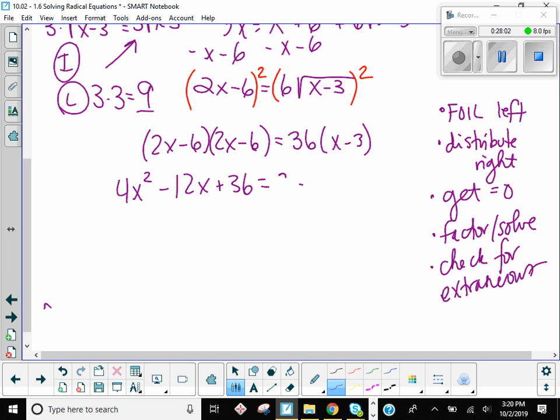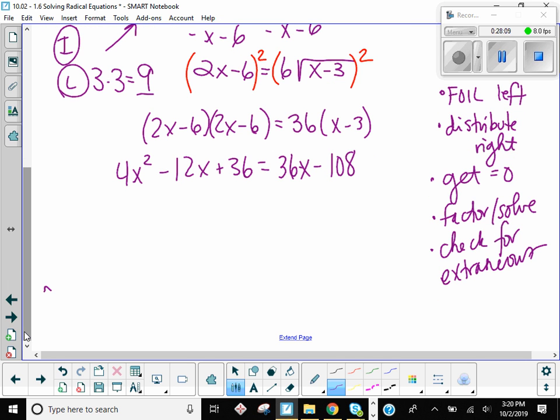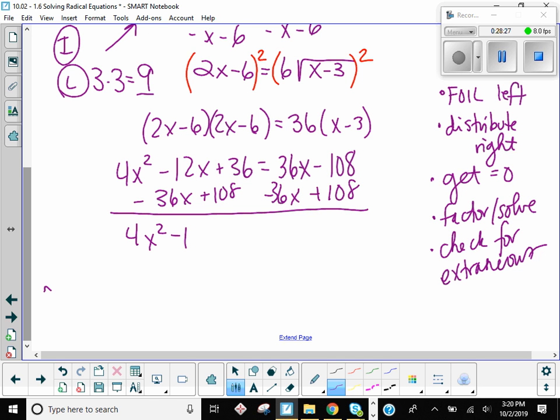On the right gives you 36x minus 108, right? The numbers look a little bit weird, but it gets better in a minute. You move the stuff on the right over by doing the opposite. So minus 36x plus 108. Math gives you 4x squared minus 48x plus 144. Thank you.